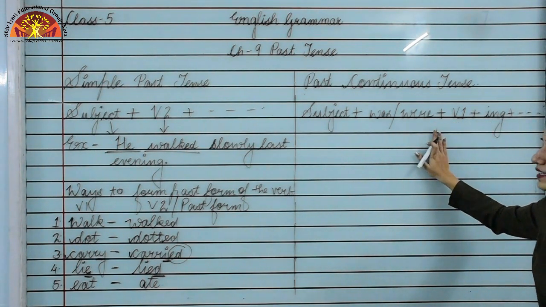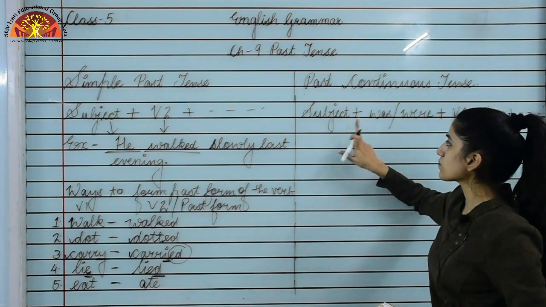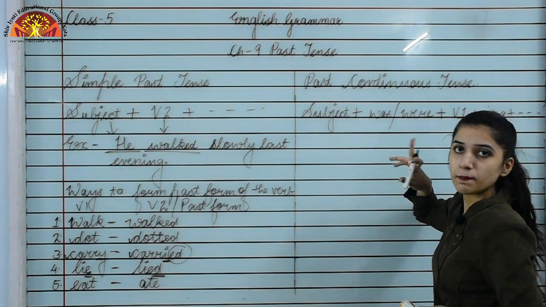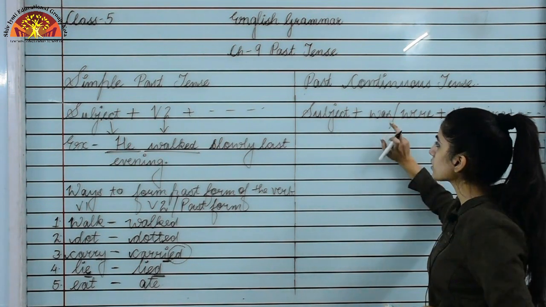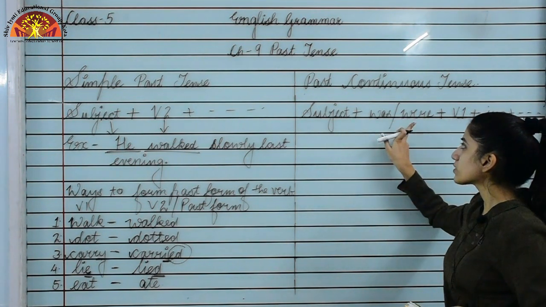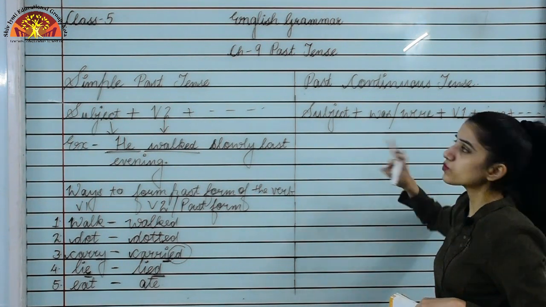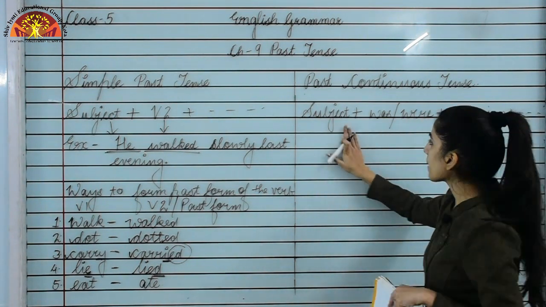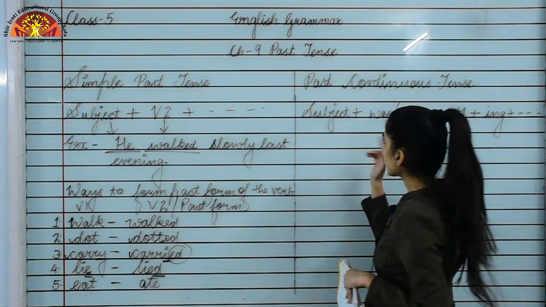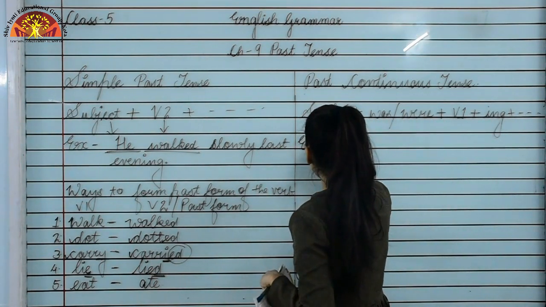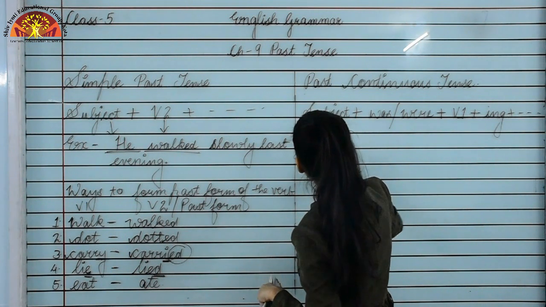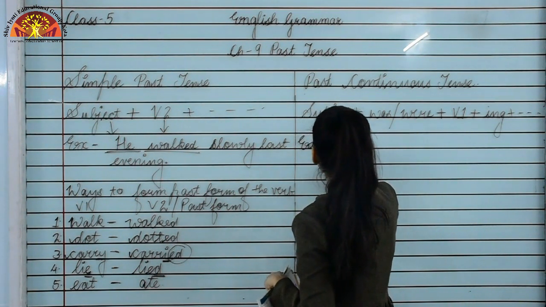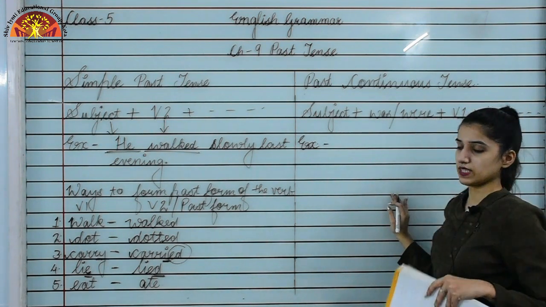Remember one thing, that with a singular subject was will come and with a plural subject were will come. Remember this thing, with singular subject was and with plural subject were, but there is an exception that you will always come with were. Now I am writing some examples related to past continuous tense and we will be seeing how they are fitting in the structure of past continuous tense.